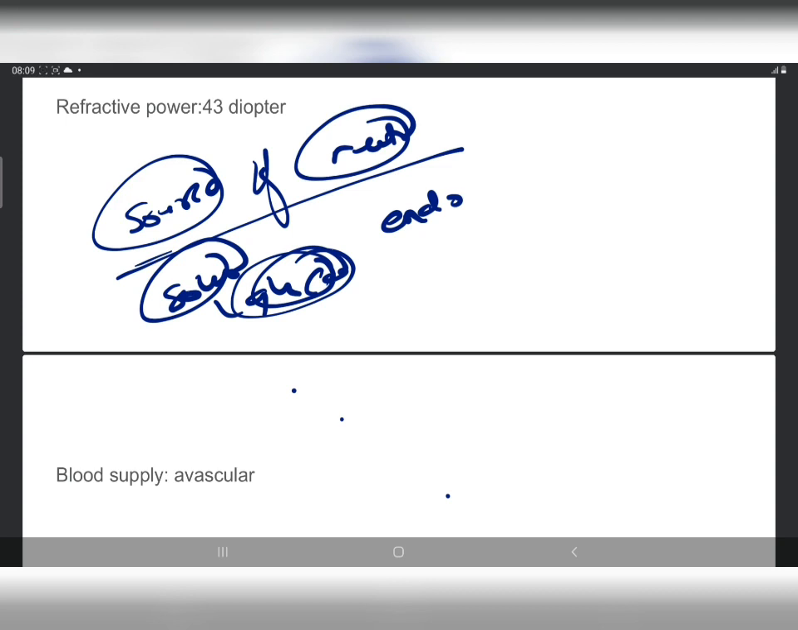The endothelium requires oxygen and glucose for metabolic activities and for functioning of the sodium potassium ATP pump. Energy in the form of ATP is generated by the breakdown of glucose. Since the cornea is avascular, there is normally anaerobic glycolysis taking place. And the respiratory quotient is also a point to remember.